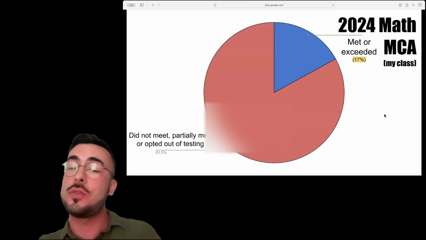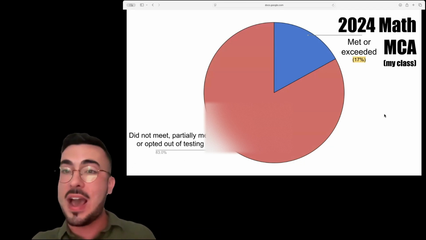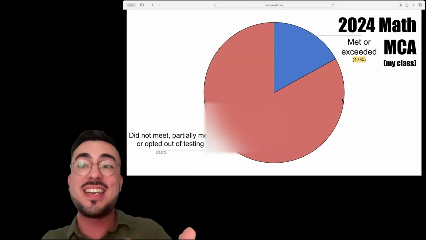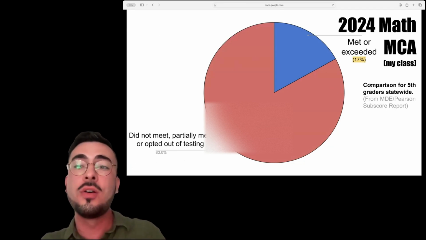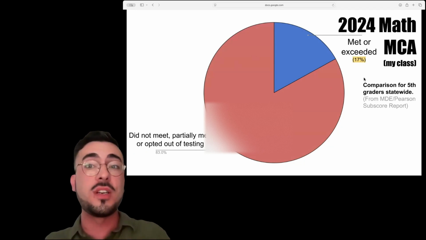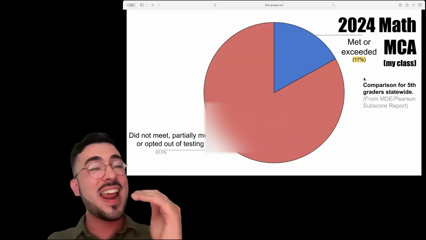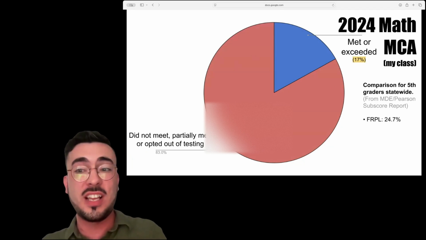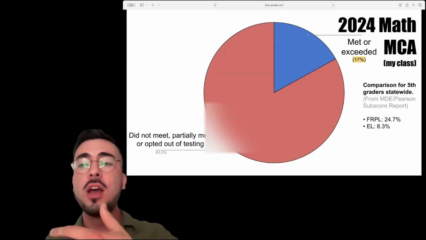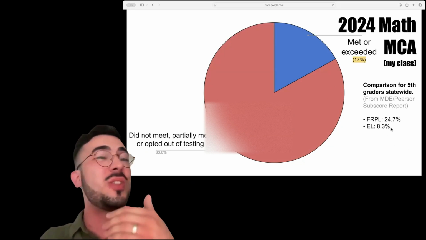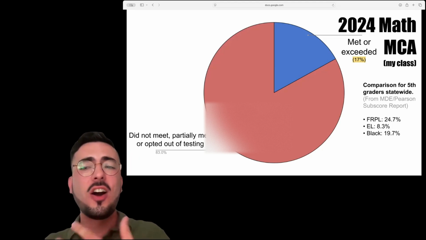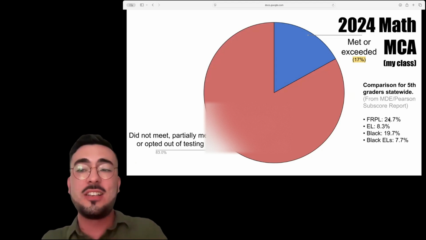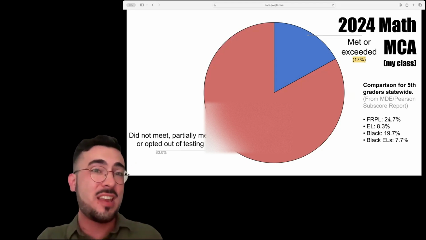17% of my students were proficient in math on that end of year state test. So the vast majority just did not get there, 17%. And if we compare to 5th graders in the state of Minnesota on that math MCA, that end of year high stakes assessment, students who qualified for free and reduced price lunch overwhelmingly were not proficient. Our English language learners in Minnesota, only 8% passed that test. Our Black students, only 19%. Right? If you look at our Black English language learners, 7% were proficient in math.